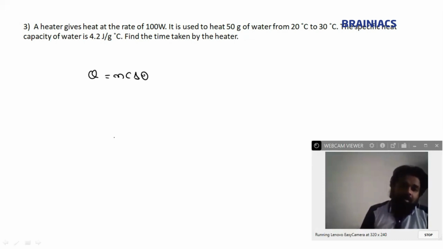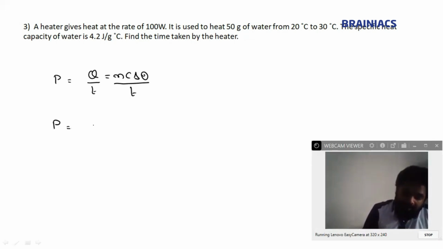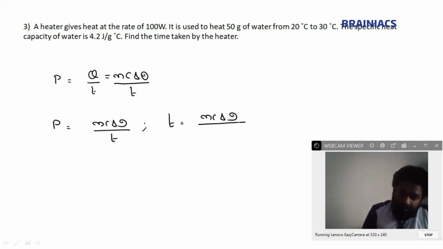So they have given us power 100 watt. Energy by time is power. So P is equal to Q by T, and that is mc delta theta divided by T. Now this is clear. Now we can write P is equal to mc delta theta divided by T. So T is equal to mc delta theta divided by power P. So T is equal to, mass is 50 and C is given as 4.2.